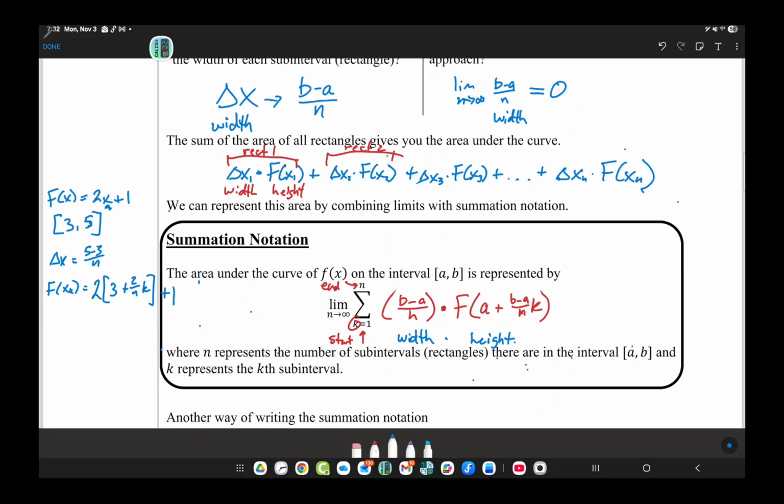So if I wrote this as that summation notation, it would be the limit as n goes to infinity, summation of k equals 1 to n of 2 over n times what I just wrote up here: 2 times 3 plus 2 over n k, plus 1. And there's that summation notation.